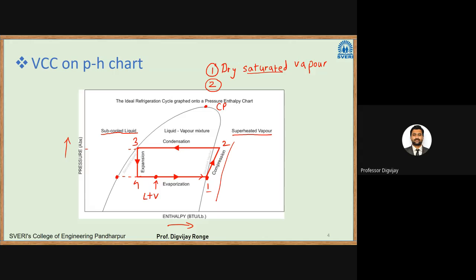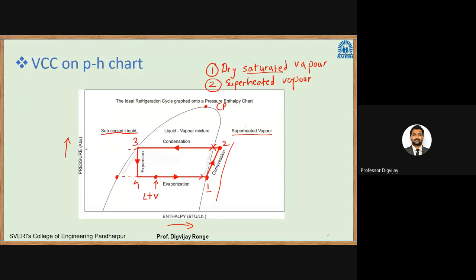So at point 2, what is happening? Point 2 is not on the saturated vapor curve. It is just right of it. Whatever is right of the saturated vapor curve, we call it superheated, and that will be vapor. That is a superheated vapor.